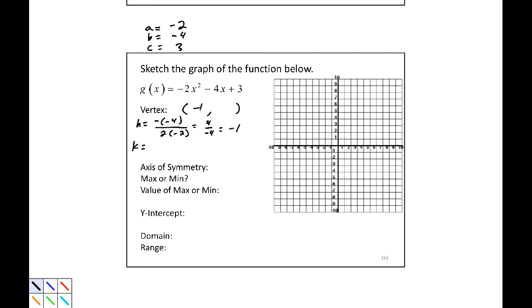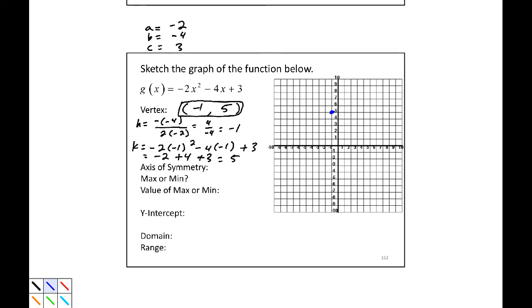Now, let's find that. k is equal to f of whatever my h value is. So negative 2 times negative 1 squared minus 4 times negative 1 plus 3. The first term, negative 1 squared is positive 1. So this would be negative 2 plus 4, because we have negative 4 times negative 1, plus 3. So that would be 5. So my vertex is the point negative 1, 5. Go ahead and plot that. Negative 1, positive 5. My a value is negative 2, which means this opens downward.